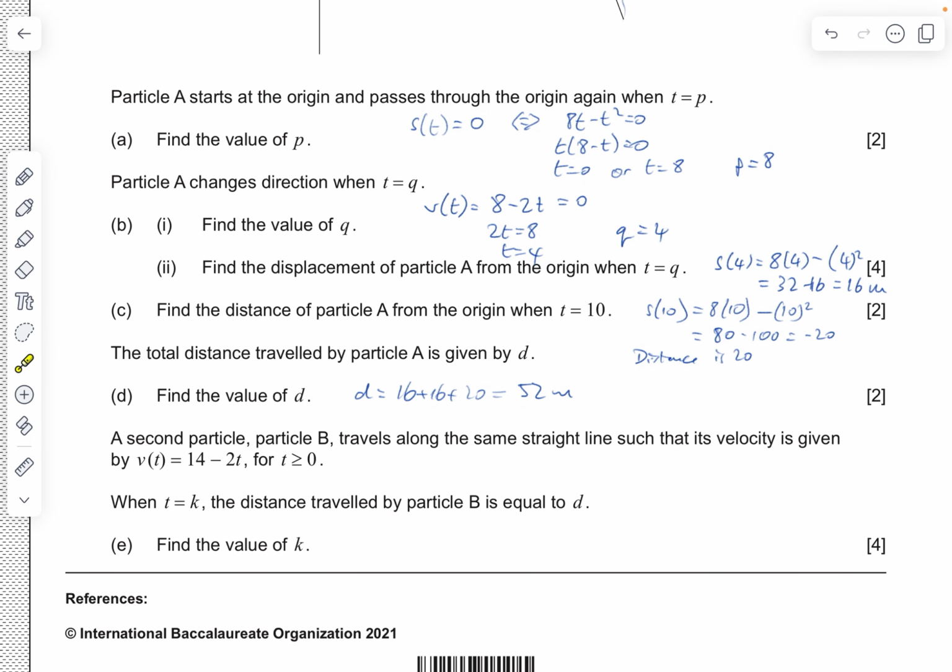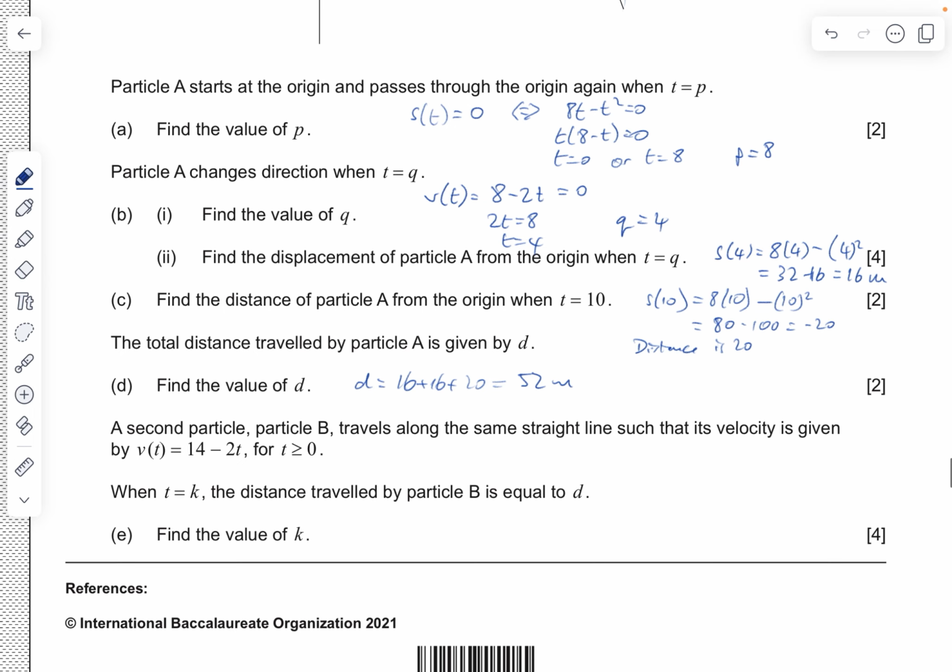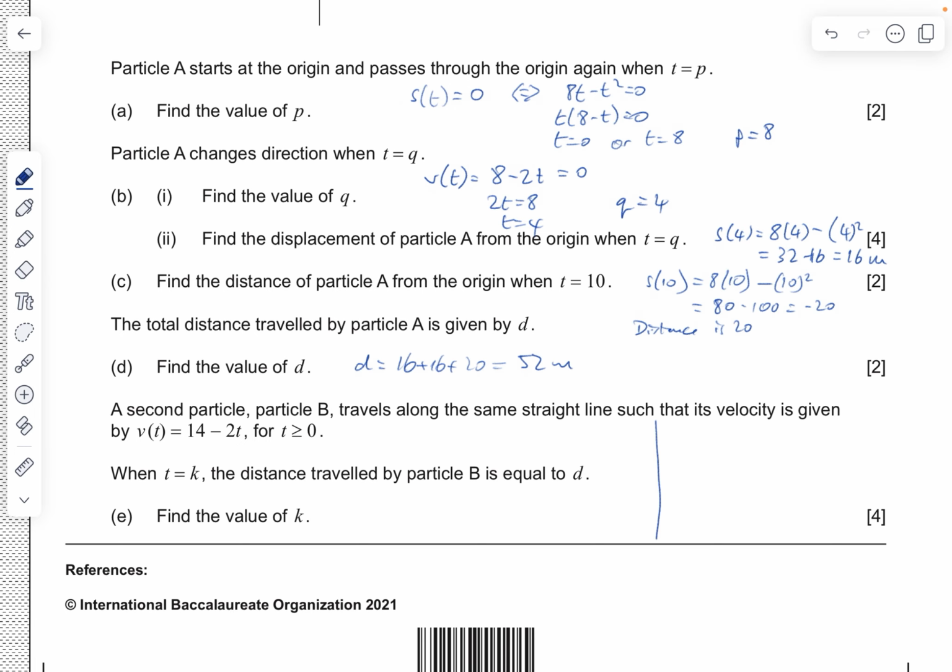A second particle B travels along the same straight line, so its velocity. We've got velocity for one now. T is greater than or equal to 0. When t equals k, the distance travelled by particle B is equal to d. In other words, I have to be careful. Let's look at a diagram of its velocity. So 14 subtract 2t. This looks linear, so it's a negative gradient, negative 2 gradient going through 14 on the y-axis. So it looks something like this, where this is 14.